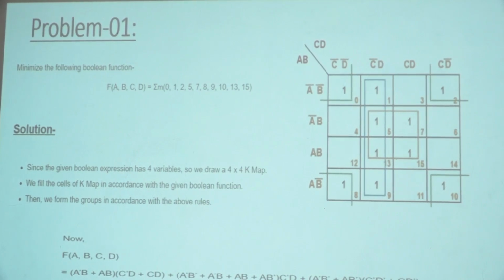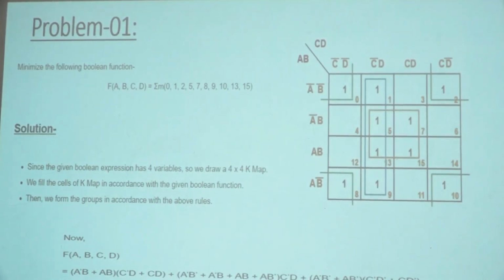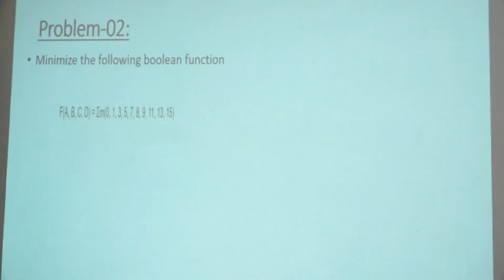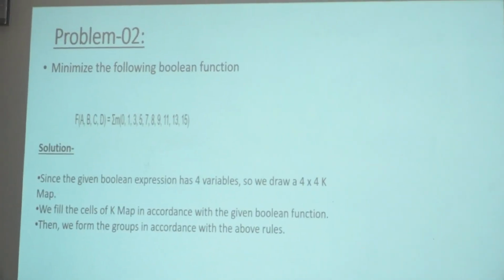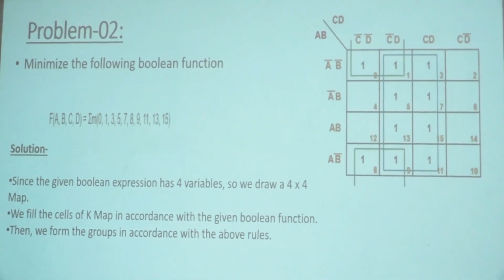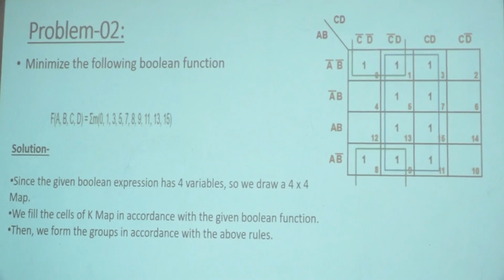So with this I have 4 quads, right? So the expression would be something like that. Next, another example. Minimize the given Boolean function. Look at this. This is another example. Now look at this. What is the difference here?